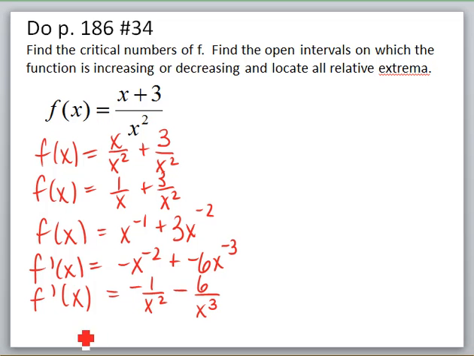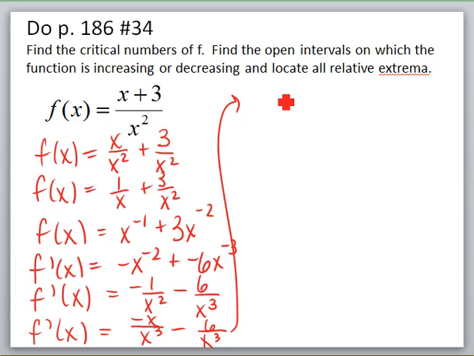Again, this is hard to set equal to 0 until I make a common denominator. So I'll start to do that, and my common denominator is going to be x cubed. So I'm going to leave this one alone, x cubed, and I'll have the 6 still on top. This one I need to multiply the top by x, so I have a negative x. I'll come up here to finish that. My first derivative ends up saying negative x minus 6 over x cubed.